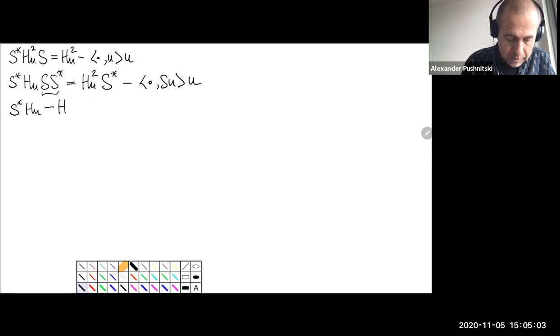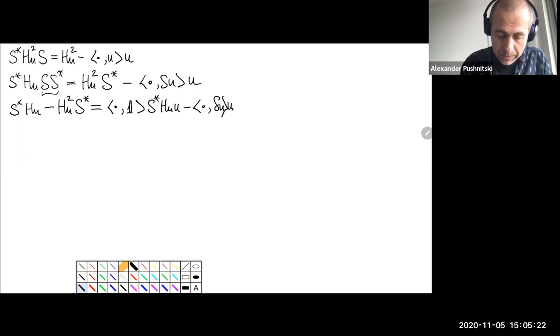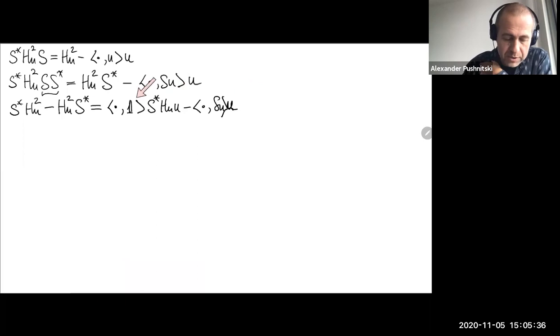Now I move this term to the left-hand side, minus HU squared star, and I collect all the rank 1 terms on the right-hand side. So what I get is dot 1 S star HU U minus dot SU U. Sorry, I missed a square somewhere, square here and square here, yes. So the exact nature of what's on the right-hand side shouldn't worry you too much, but the important point is that we see that S star, the backward shift, commutes with HU squared up to rank 2, okay?